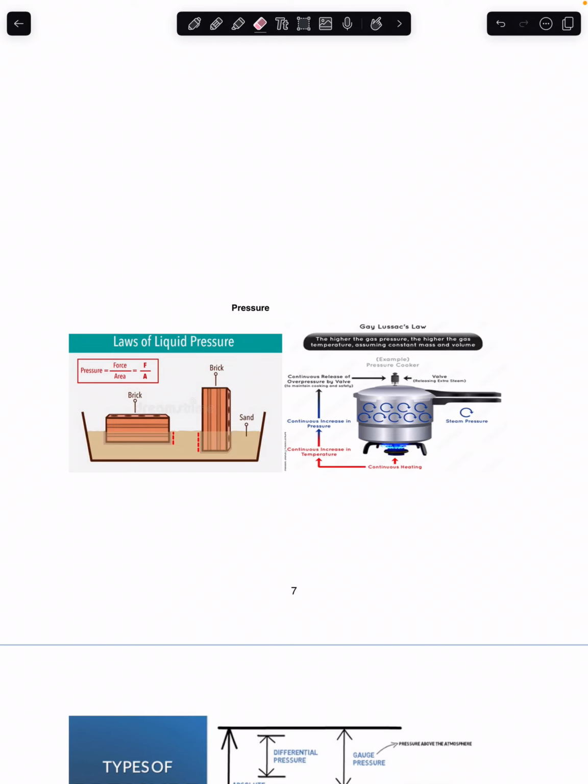Hi everyone, I would like us to look at pressure. So I have two real world pictures in front of you, for a pressure cooker and for a brick in water.